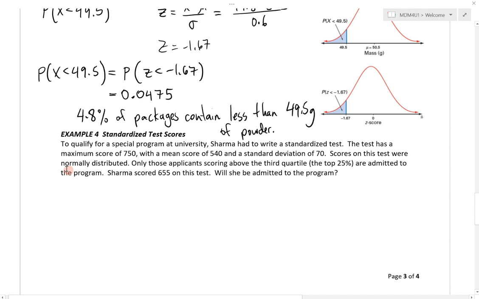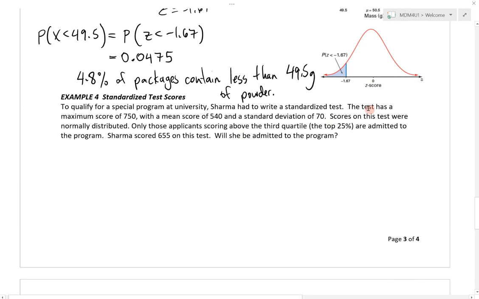Example 4, standardized test scores. So to qualify for a special program at university, Sharma had to write a standardized test. The test has a maximum score of 750, with a mean score of 540 and a standard deviation of 70. Scores on this test are normally distributed. Only those applicants scoring above the third quartile, in the top 25%, are admitted to the program. Sharma scored 655 on this test. Will she be admitted to the program?